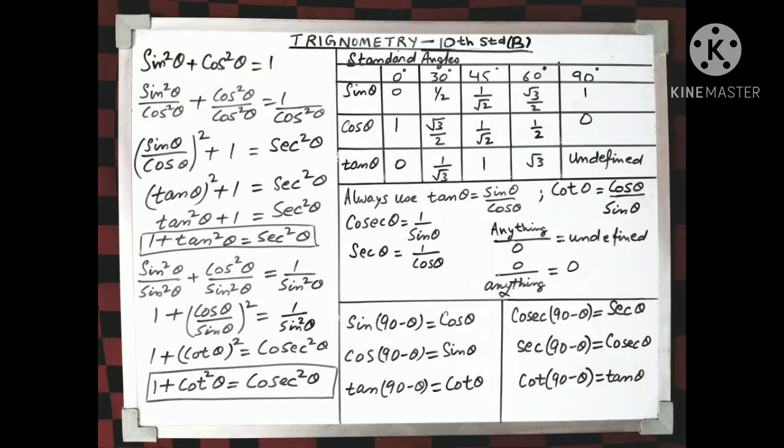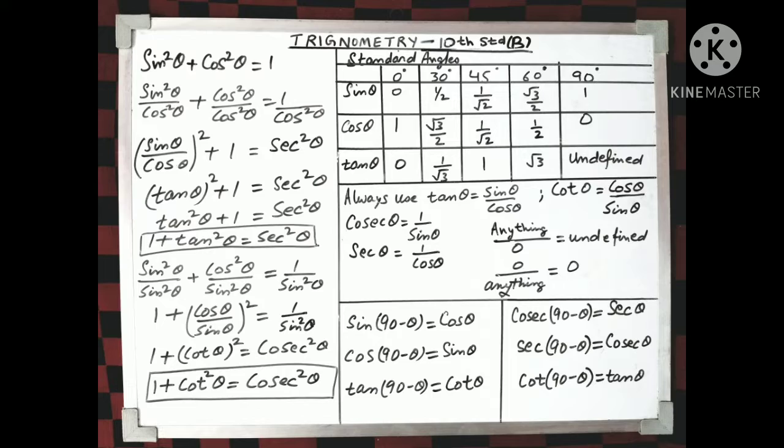Just reverse this sequence for cos theta. So we will write 1, root 3 by 2, 1 by root 2, half and 0. That is cos 0 is 1, cos 30 is equal to root 3 by 2, cos 45 is equal to 1 by root 2, cos 60 is equal to half and cos 90 is equal to 0.